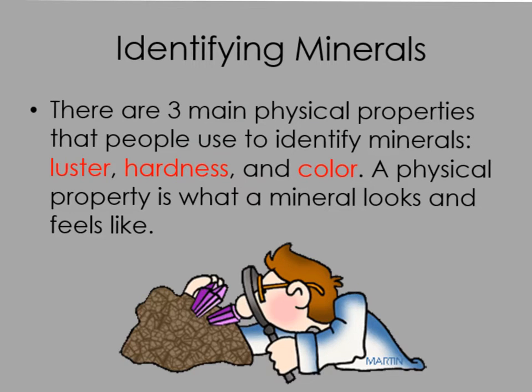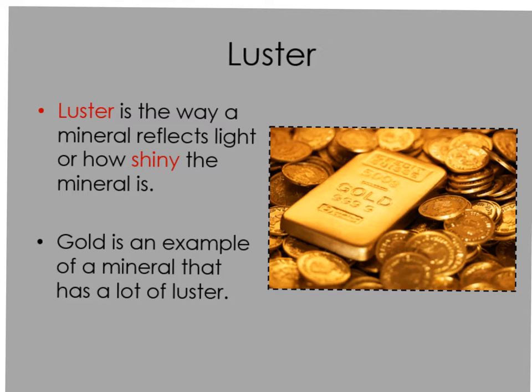Identifying minerals. There are three main physical properties that people use to identify minerals. They are luster, hardness, and color. A physical property is what a mineral looks and feels like. Luster is the way a mineral reflects light or how shiny the mineral is. Gold is an example of a mineral that has a lot of luster.